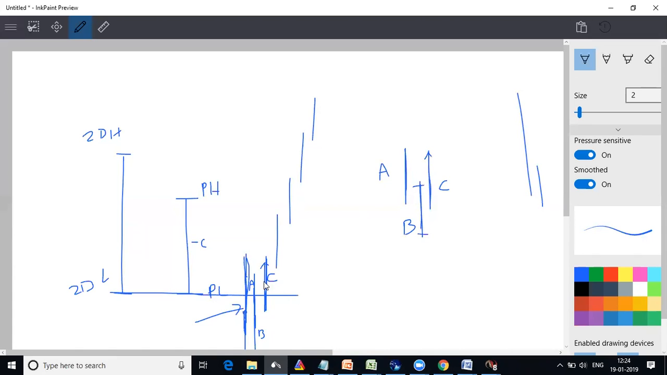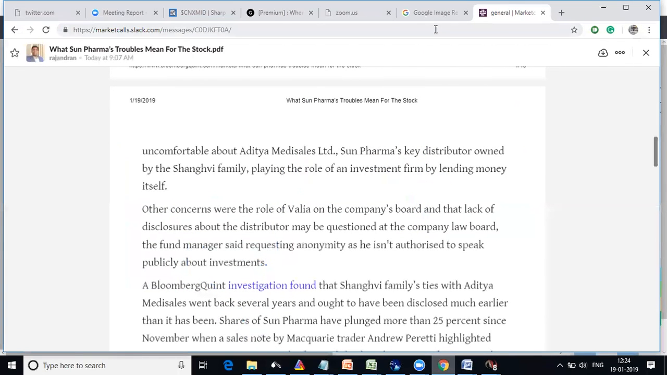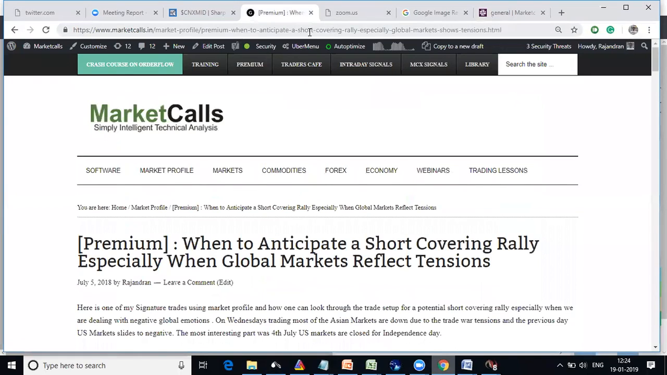That is a sign that the market is going to go and get the stops. It has to be combined with some sort of global emotions. Without global emotions, we don't look into it. So I'm going to show you one of the day's activity. I want to share the link also.